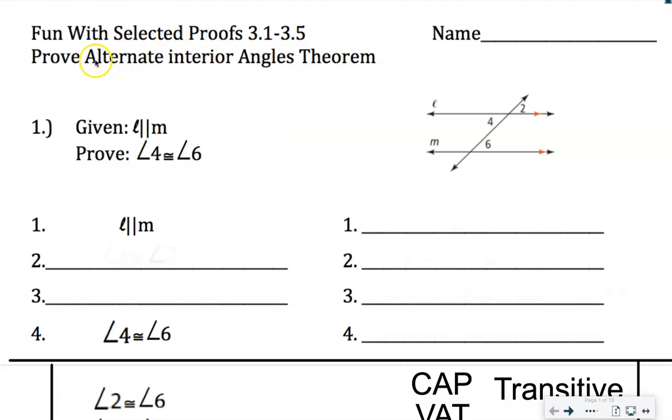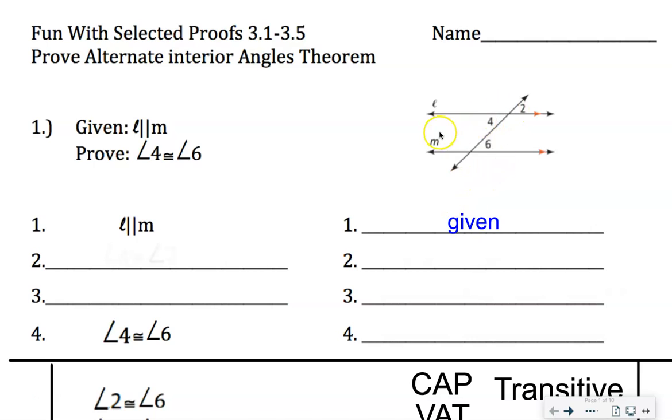First one, number 1, you were proving the alternate interior angles theorem. That's any two angles that are alternate interior, like 4 and 6, have to be congruent if the lines are parallel. That's what these red arrows mean. So the fact that the lines are parallel this time is given to us.